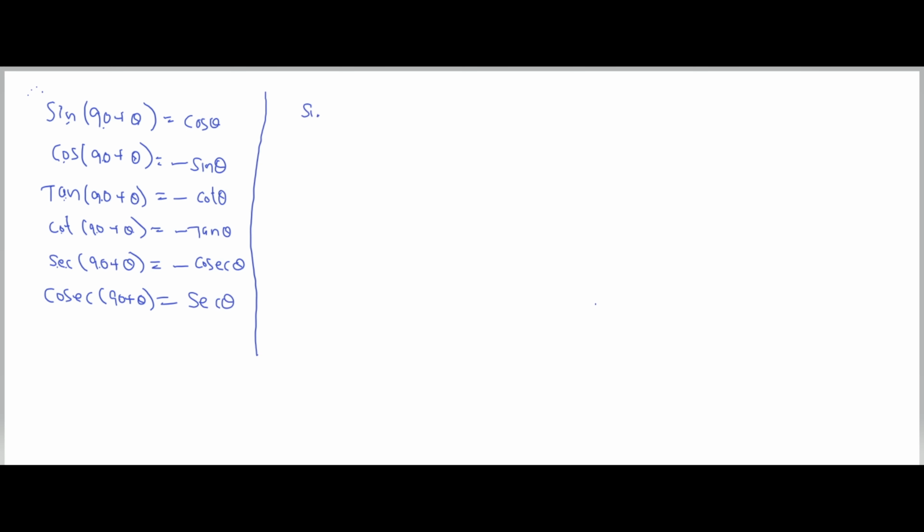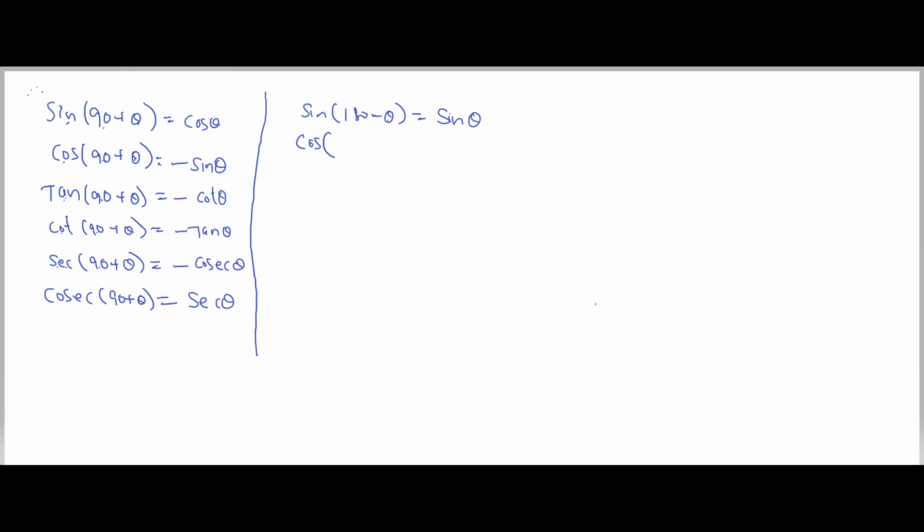And sine of 180 minus theta. 180 minus theta lies in the second quadrant. In the second quadrant sine theta is positive. Here is 180, so sine changes to sine, that is sine theta.